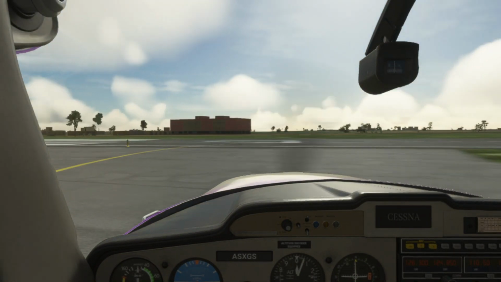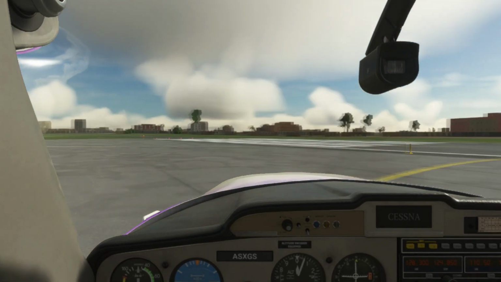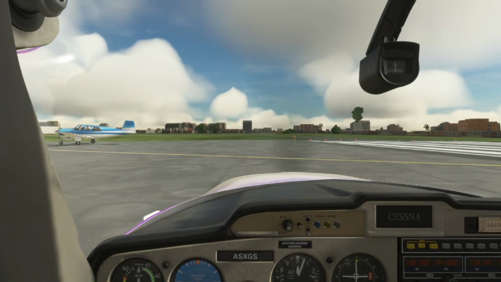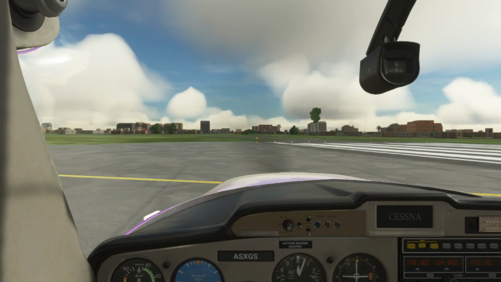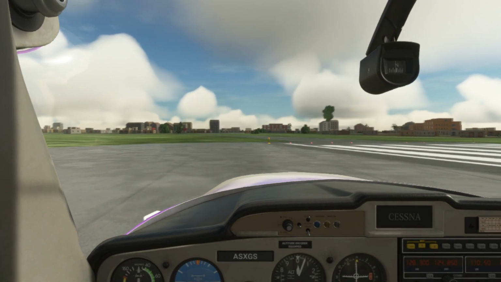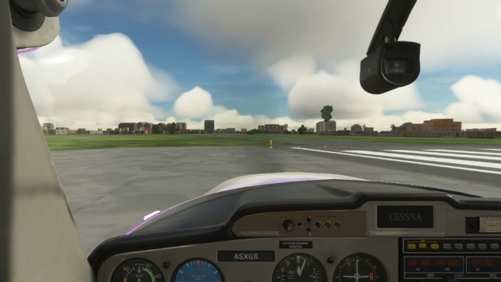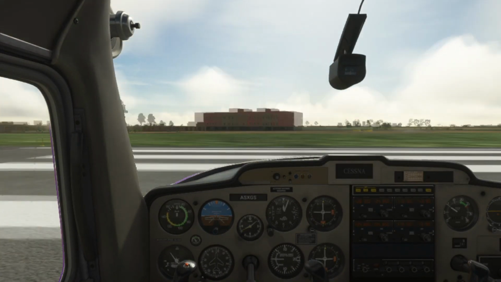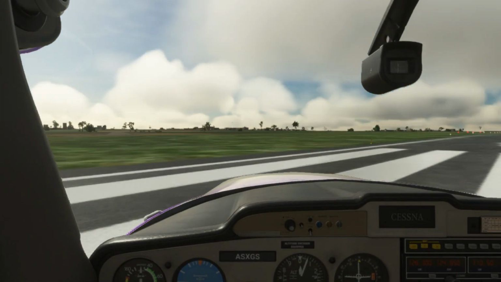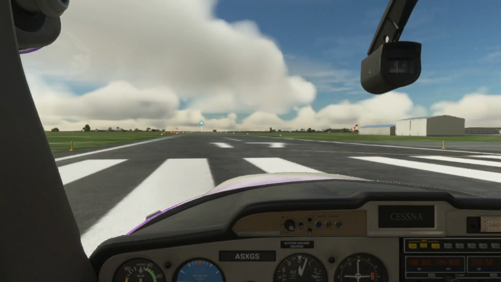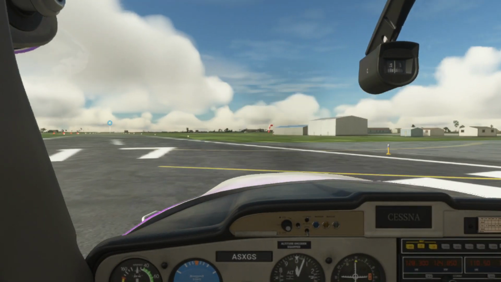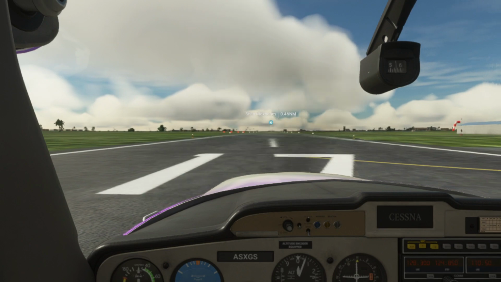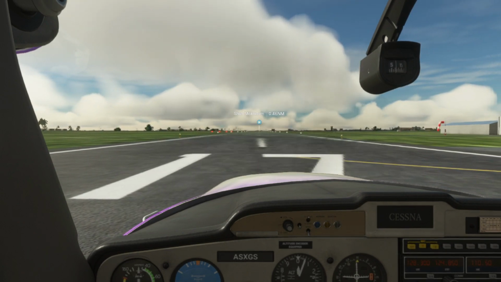There. Now we're going to use the whole runway, so I'm going to taxi a bit towards the end of the runway and then move the plane on the opposite side. Like that. There. Perfect. Now we stop in the middle of the runway and get ready for takeoff.